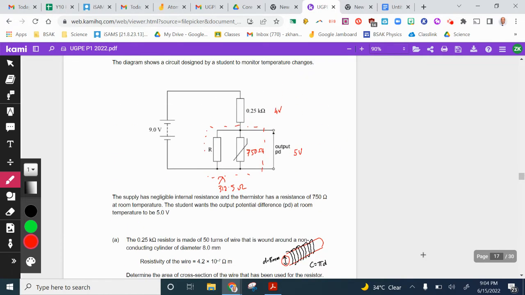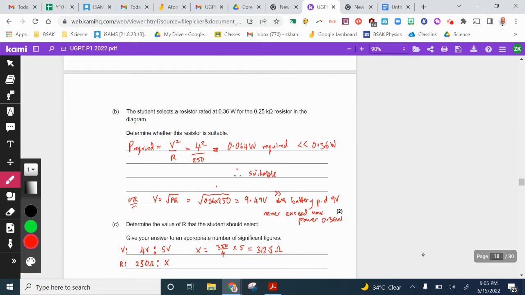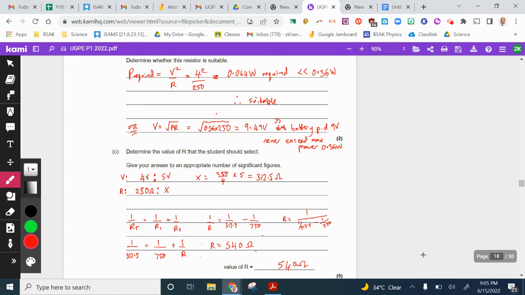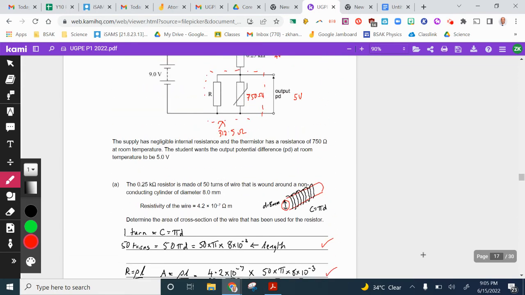That means that this entire section here where the 5 volts is around, that entire resistance, overall resistance, should be 312.5 ohms. But we haven't been asked for that. We have been asked for the resistance inside that parallel arrangement. So we know that this is resistances in parallel. So we've got two components, 1 over RT equals 1 over R1 plus 1 over R2. So that's 1 over 312.5, which we've just calculated, which is the total resistance of that parallel section, equals 1 over 750 plus 1 over R.